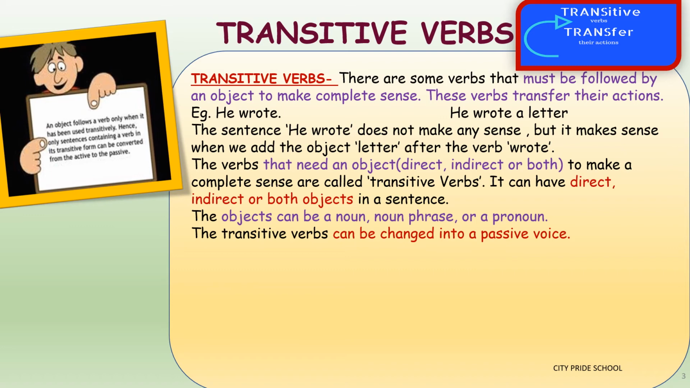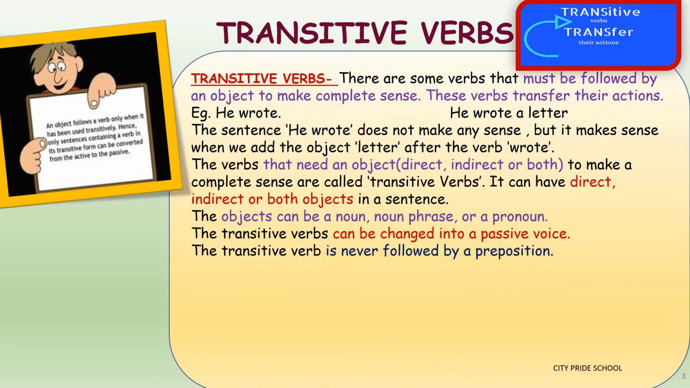First and foremost, you need to see if there is a direct object or not. If of course there is a direct object, then that verb is a transitive verb. Second, you need to see if it can be changed into a passive voice or not. And you need to understand that transitive verbs transfer the action to the object. So without the object, it will not make any sense.